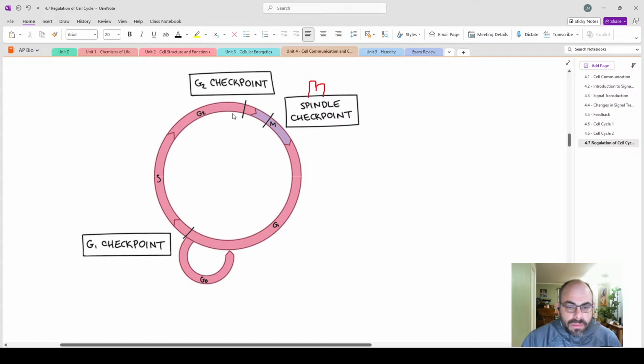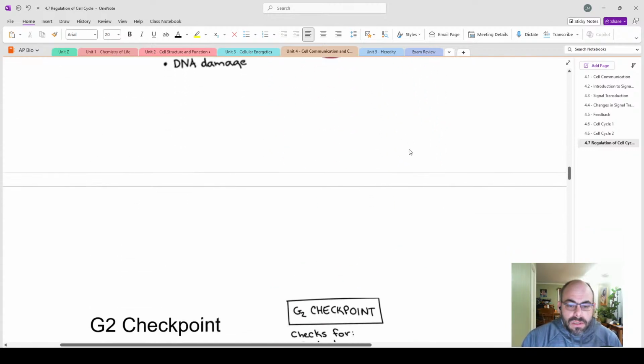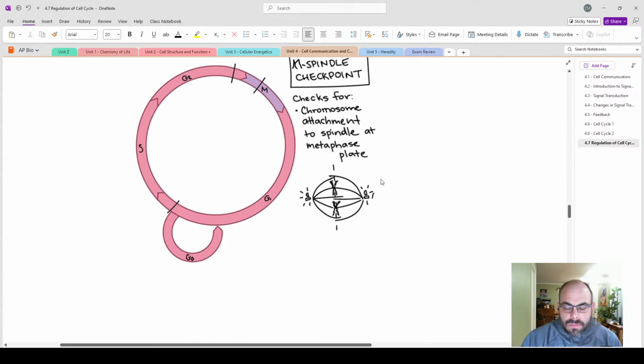G2 checkpoint: is the DNA replication completed? Are there any errors? That sort of thing. And then you have the spindle checkpoint, or the M spindle checkpoint, which I don't have a picture of. This is the closest thing that I have to it. It doesn't really matter. Are all of the chromosomes correctly connected so that the sister chromatids can separate?